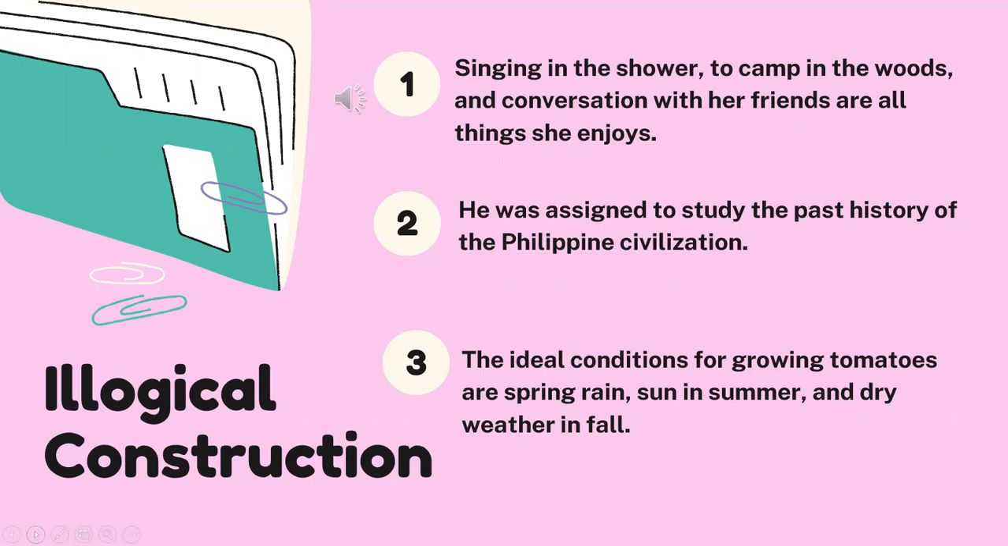Number 1, singing in the shower, to camp in the woods, and conversation with her friends are all things she enjoys. Number 2, he was assigned to study the past history of the Philippine civilization. Number 3, the ideal conditions for growing tomatoes are spring rain, sun in summer, and dry weather in fall.